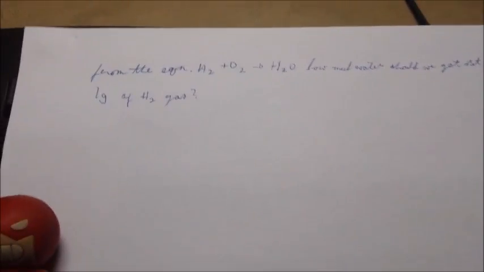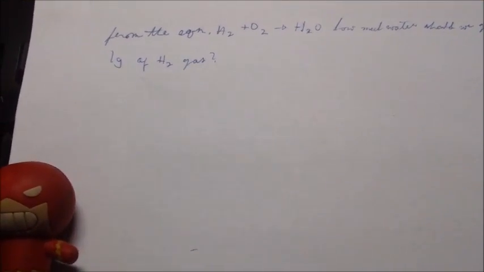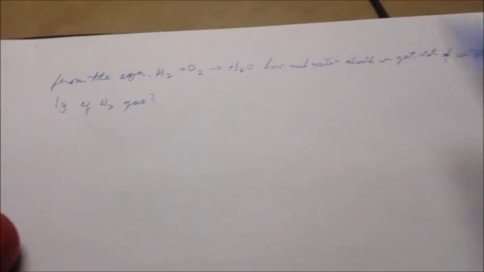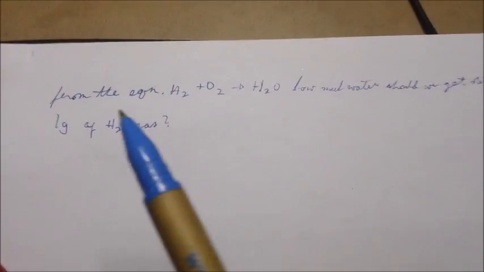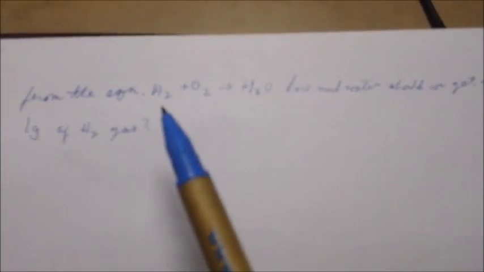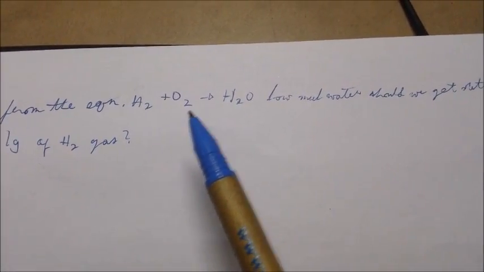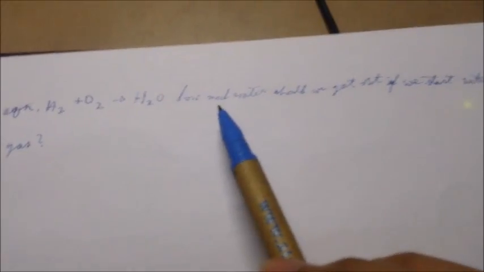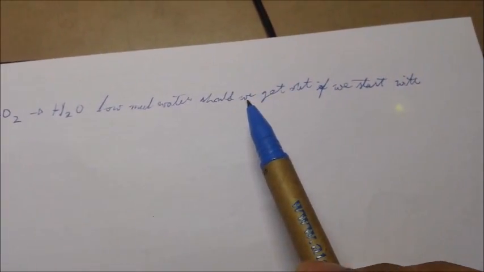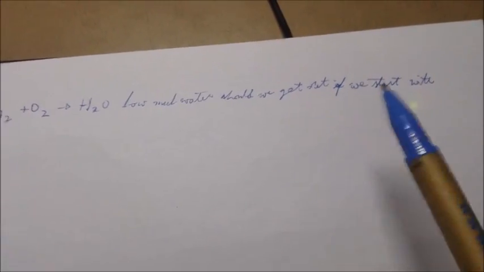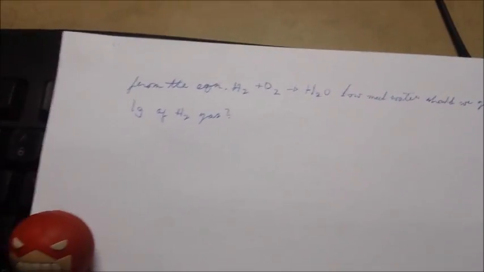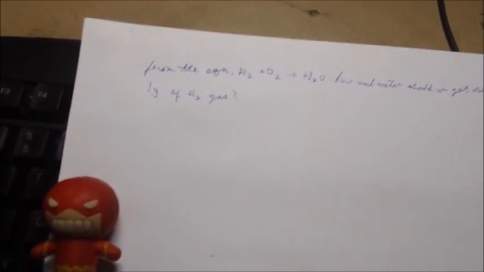Okay, so this is going to be another step-by-step of a full-on stoichiometry question. From the equation H2 plus O2 gives H2O, how much water should we get out if we start with 1 gram of H2 gas? So it means, how much water can we get out of a gram of H2 gas?